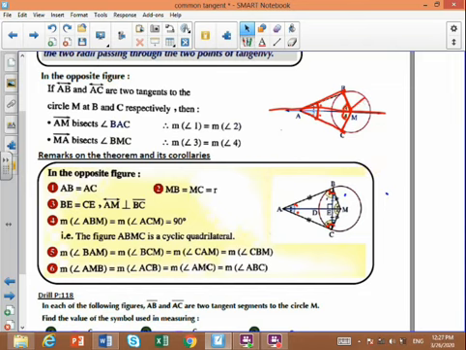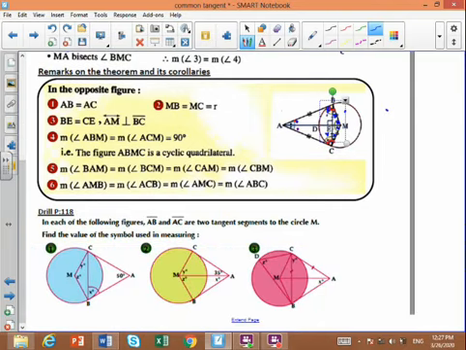Okay, and also measure angle MBE, this small one, and MCB, these two, equal to this one, and these two, which are equal to this one. Okay, this is a summary of all what we have said.